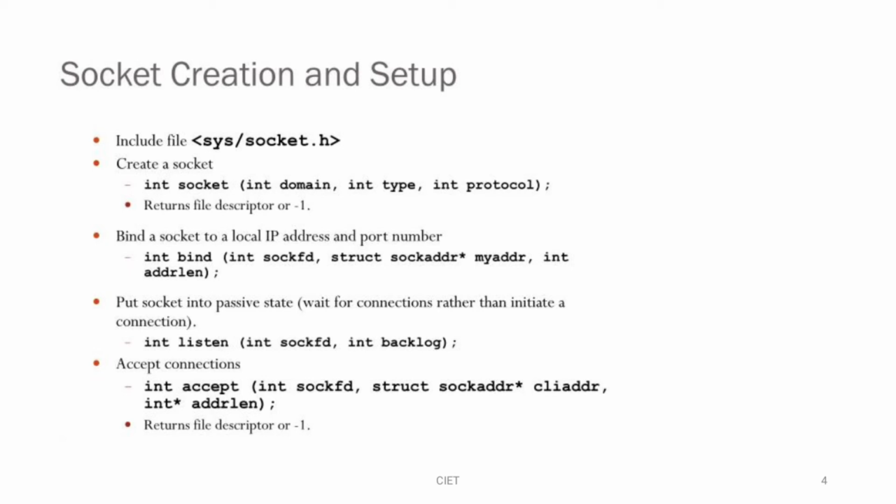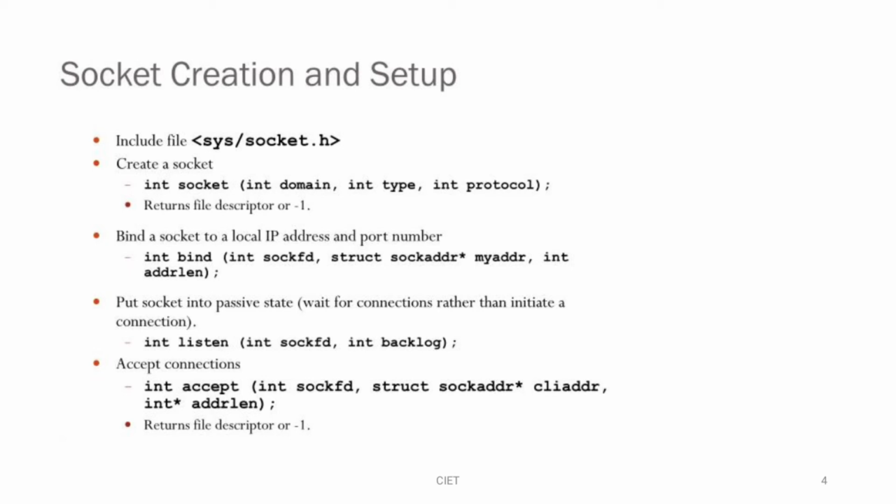After that, coming to the listen. Into the listen state, we have two arguments, the socket file descriptor and the backlog. And for accepting a connection, we have int accept(socket file descriptor, struct sockaddr CLI_addr, int *addr_len).